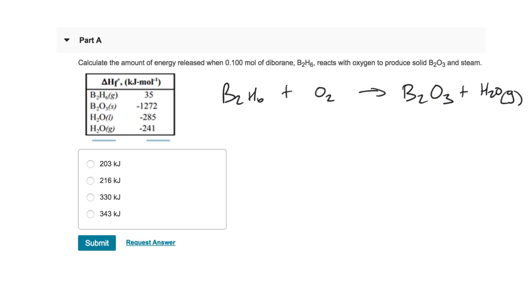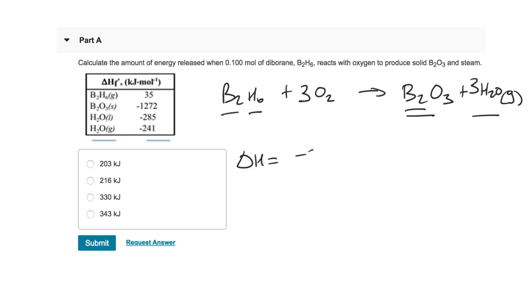If I want to balance this reaction, let me balance the hydrogens first. So I have 6 hydrogens on both sides. Now I have 3 O's plus 3 O's. I have 6 oxygens, so I need 3 O2s. So I have 6 O atoms on both sides. I have 2 borons. And so the delta H of this reaction is going to be the sum of the products minus the reactants, standard enthalpy of formation values.